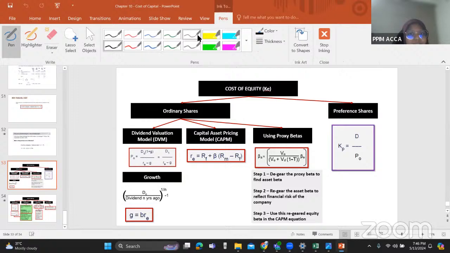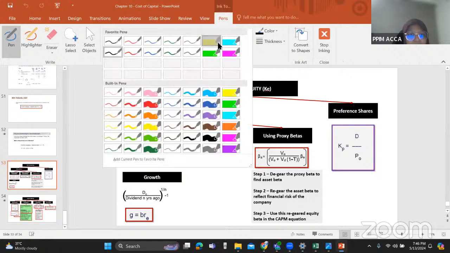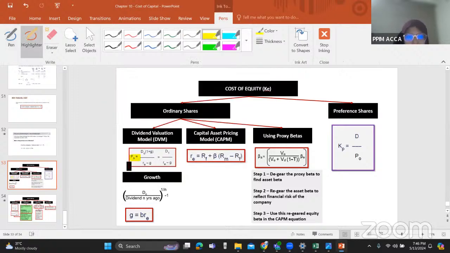So what is the information that you need? You will need the market price of a share, that's P naught. You will need the dividend information. You will need the growth of the dividend. And if you have all of this, you can find KE. Okay, that is one situation where you want to find the cost of equity.